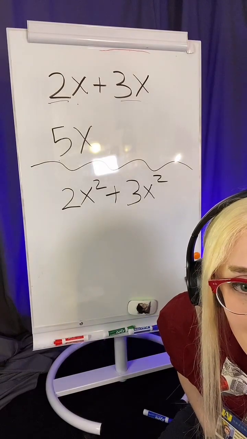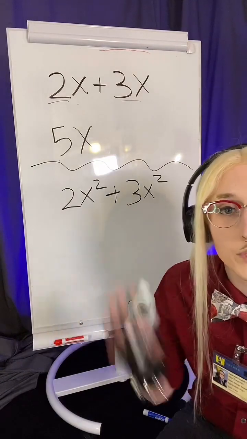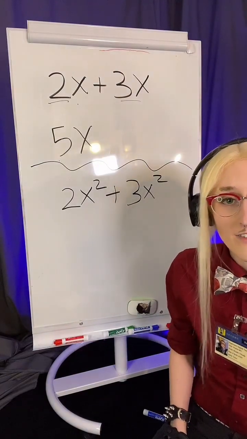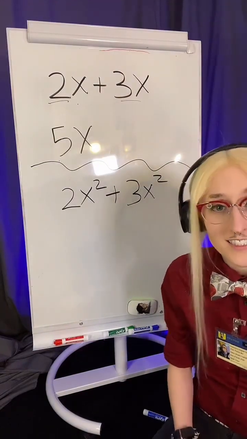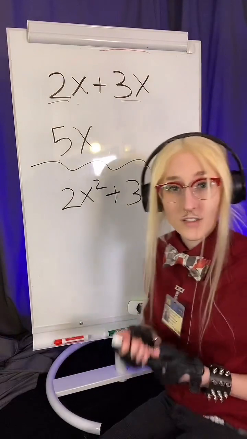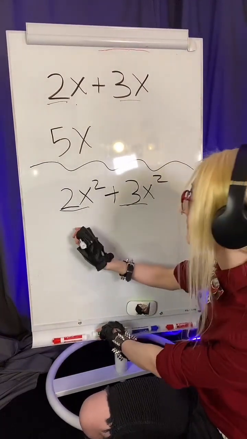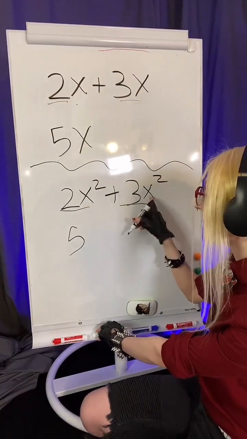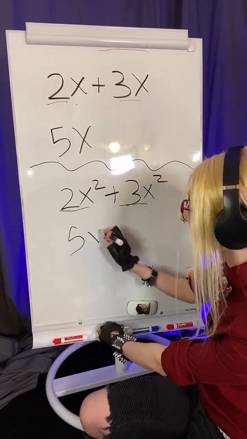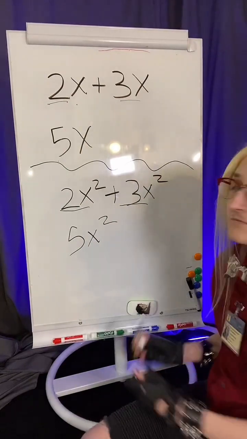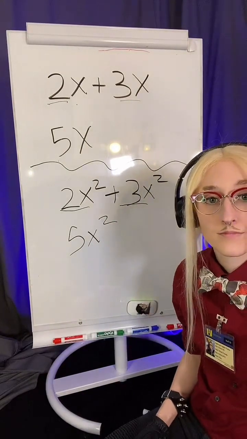Beautiful, my dears. You guys are so smart and beautiful. I love it. Yes. Wonderful. 2 plus 3 gives me 5. Our variable along with it is x squared, so it's just 5x squared. That's it.